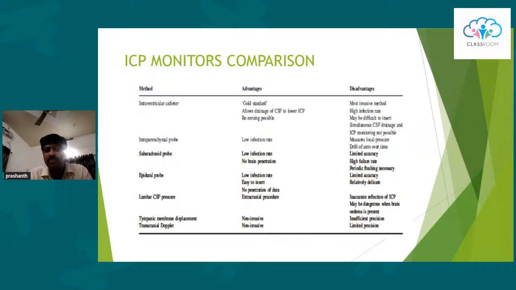So as I have told you, the intraventricular catheter is the gold standard because you can apply it relatively easily, and it is easy to maintain, and it also allows CSF to be drained, and the drift is relatively less, and all the other techniques are validated based on this gold standard technique.